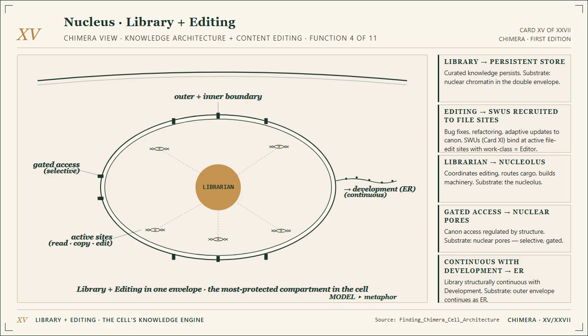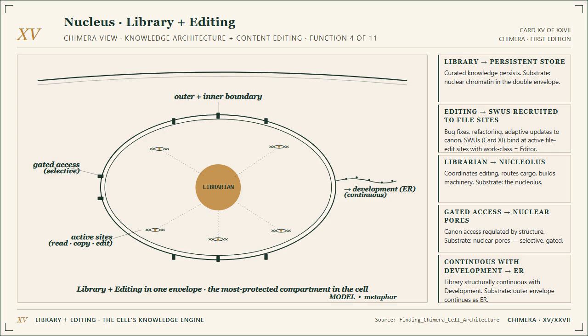At the heart sits the amber nucleolus, the librarian. The librarian is not the storage. The storage is the whole nucleus. The librarian is the role that coordinates the editing work, routes incoming cargo, and dispatches workers to the active edit sites. Scattered through the library interior are 5 active file edit sites.